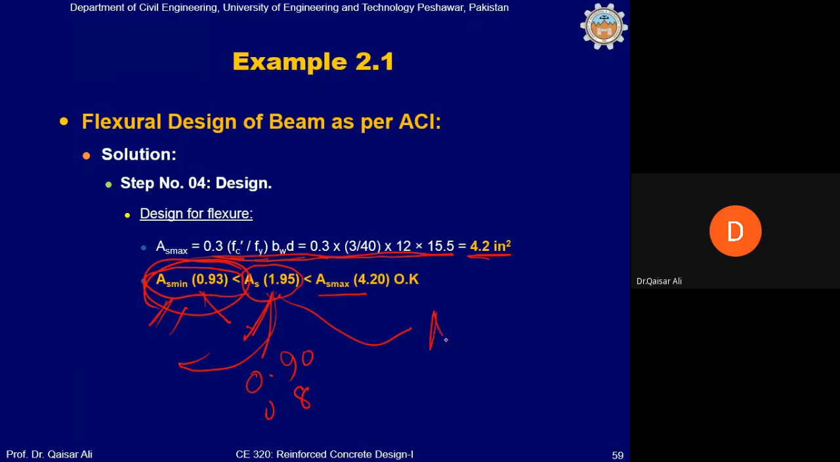What should we do if As is more than As max? Because As will come from the demand, since you are calculating As from Mu. So with the increase in Mu, which means with the increase in load or length, Mu will keep on increasing and As will also keep on increasing, provided we do not change the depth of the beam.